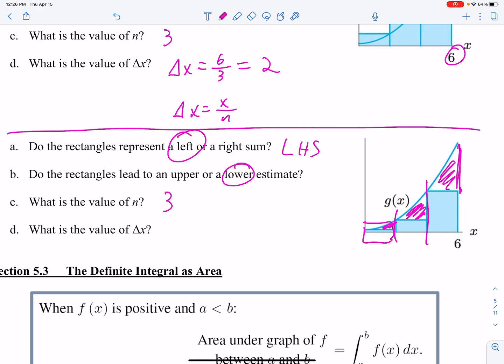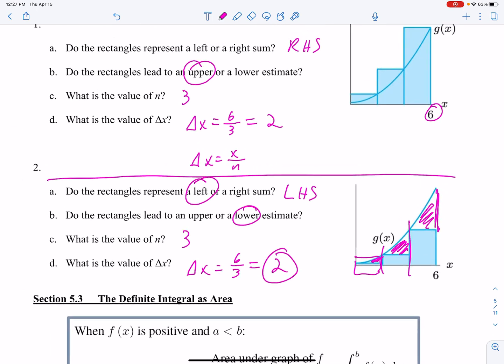And what is the value of delta x? Same as before, but right, we'll show some work. So delta x equals 6 divided by 3, which equals 2. Okay? All right, so there's some work on terminology.